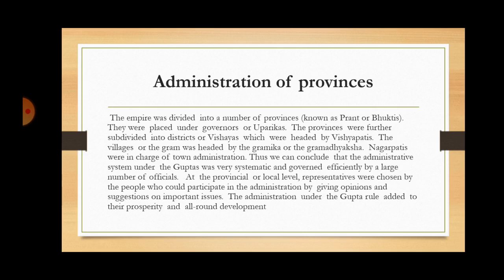So thus we can conclude, my dear students, the Gupta age was very systematic and governed efficiently by a large number of officials at the provincial or local level. The administration under Gupta rule added to their prosperity and all-around development.